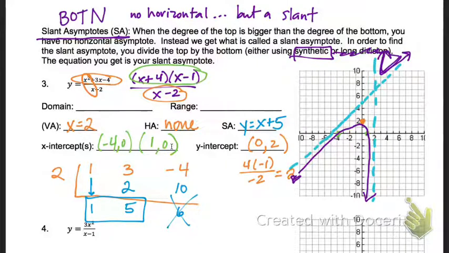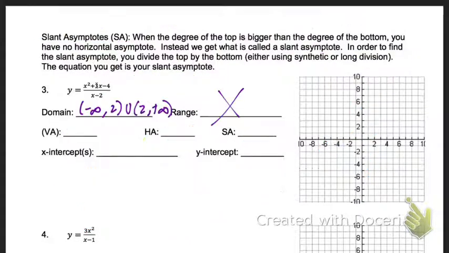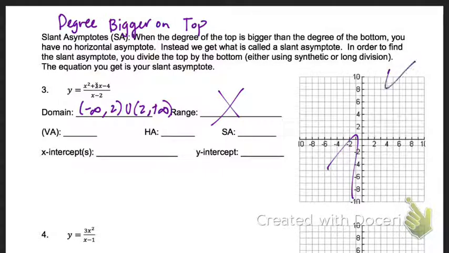Well, will you tell us when it's a slant, or will we have to like determine? You have to know when it's bigger on top. So when you have a slant asymptote is when you have a degree that's bigger on top. And then you get a function, we did it, it looked like this.